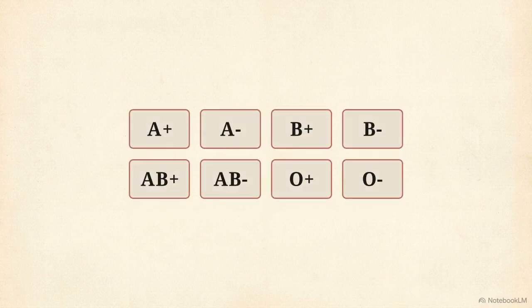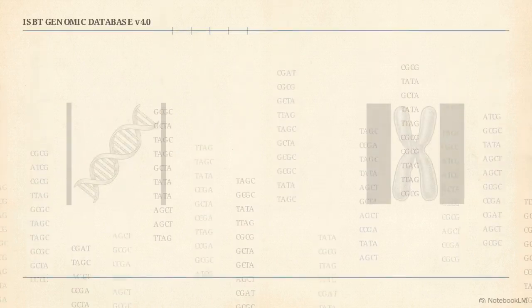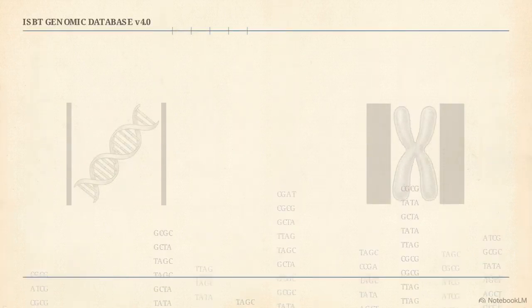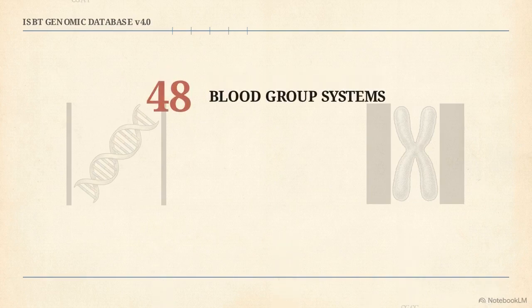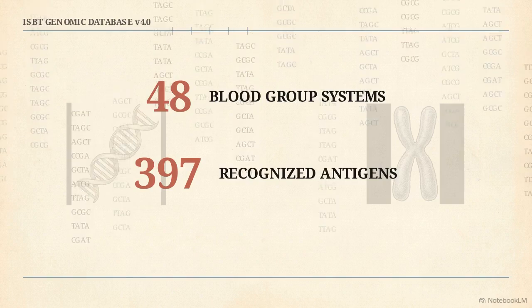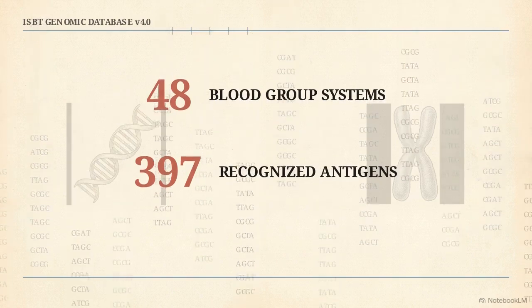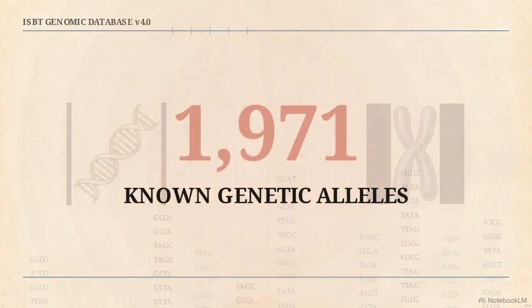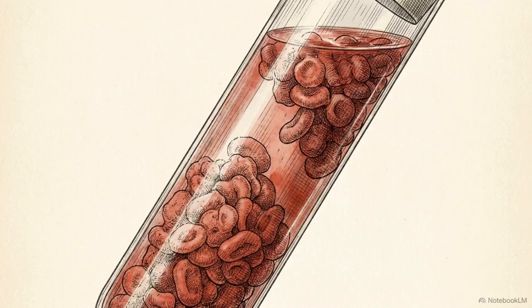The 8-box blood typing grid is a simplified surface description masking a staggering biological reality. The International Society of Blood Transfusion currently recognizes 48 distinct blood group systems, built from 397 recognized antigens and driven by 1,971 known genetic alleles. Conventional serological testing relies on agglutination, watching blood cells clump in a test tube.